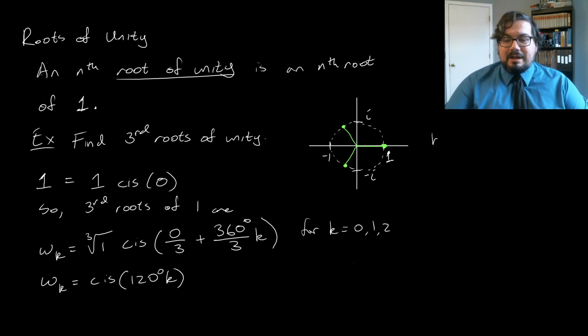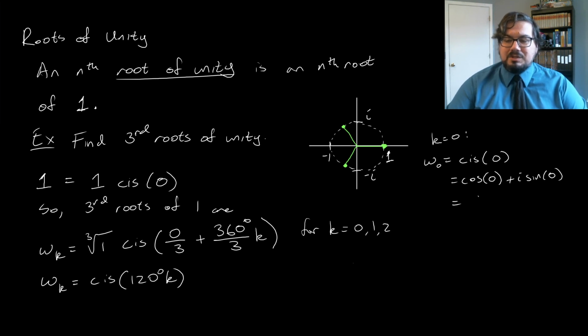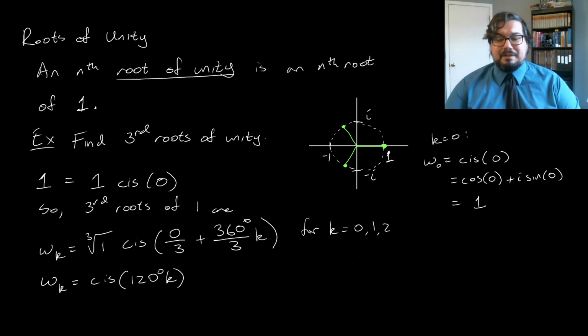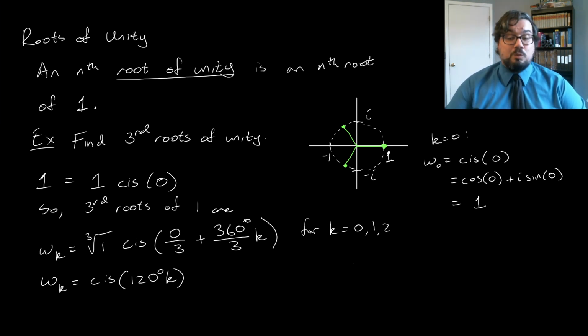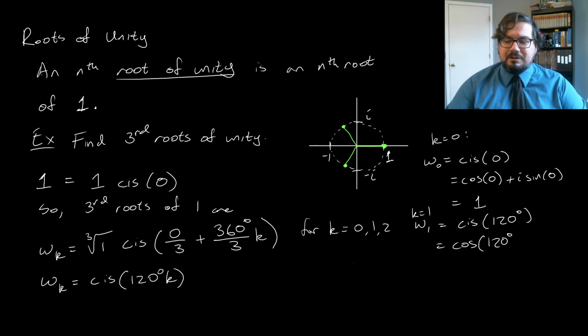So let's actually write out what they are. If k is equal to 0, then we get w_0 is equal to cis of 0, which is cosine of 0 plus i times sine of 0. Cosine of 0 is 1, sine of 0 is 0, so one of the roots of unity that we get is just 1 itself. Now for k equals 1, we get w_1, which is cis 120 degrees, which is cosine of 120 degrees plus i sine 120 degrees.